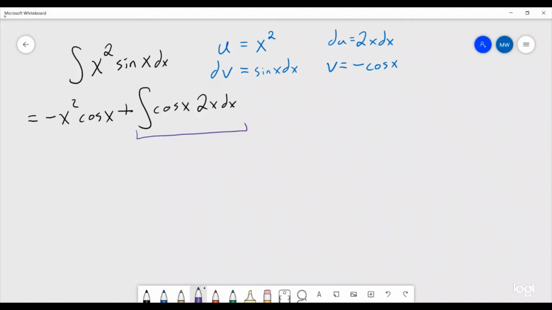So for this one, we'll want to say u equals the 2x. So then dv is going to be cosine x dx. So du is just going to be 2 dx. And then v is the integral of cosine of x, and the integral of cosine is sine of x.